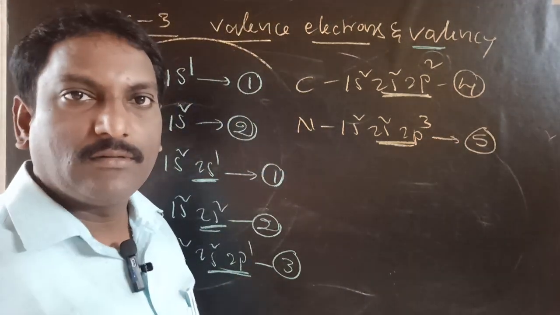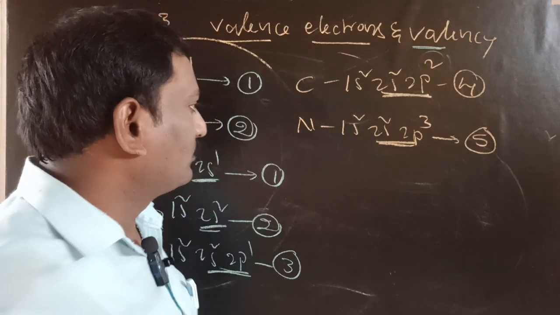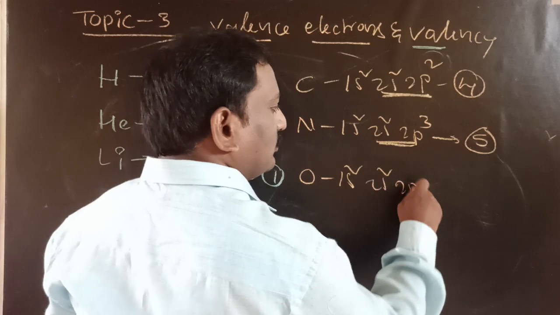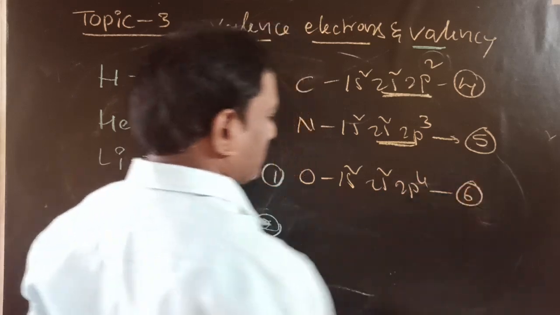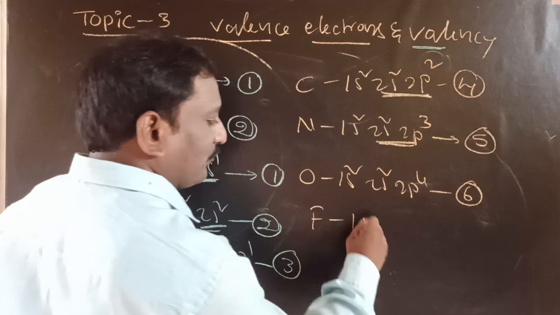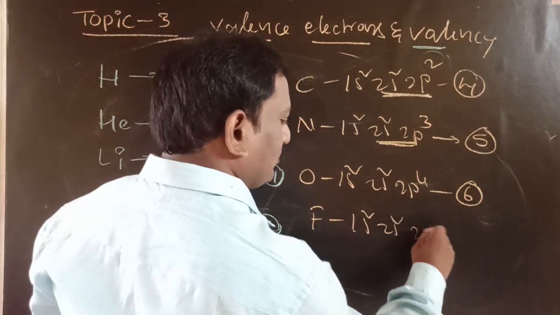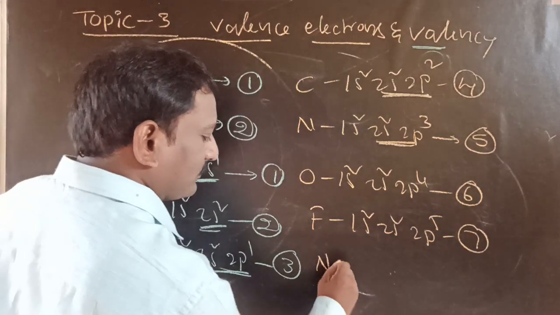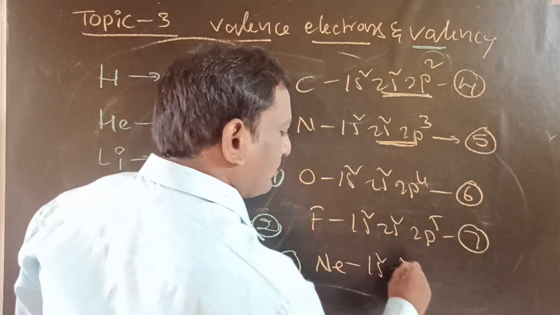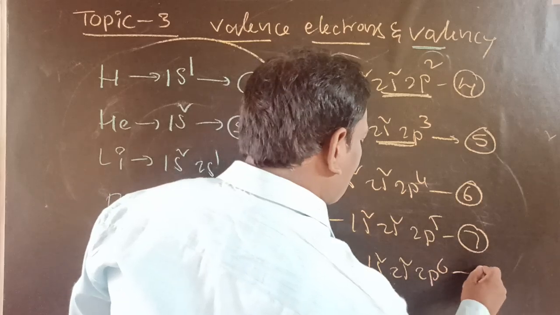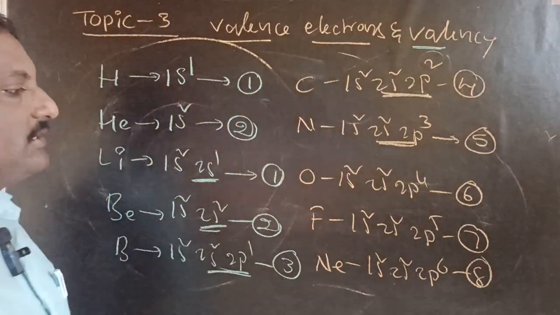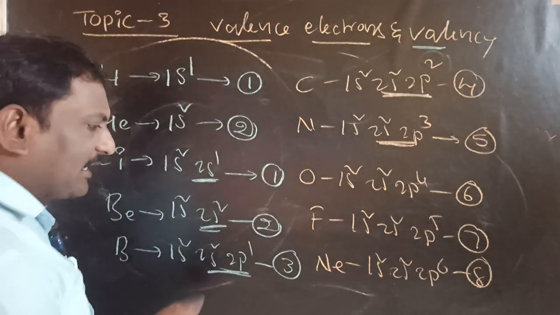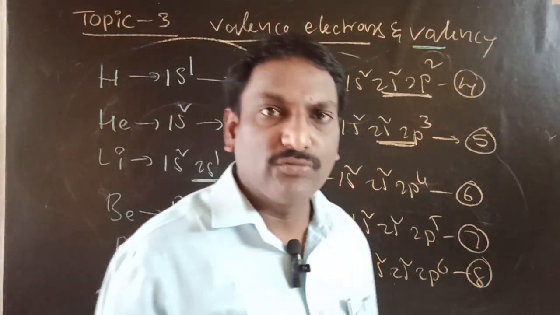Is it clear? Are you following? Right, good. Oxygen 1s2, 2s2, 2p4, valence electron 6. Fluorine 1s2, 2s2, 2p5, valence electron 7. Neon 1s2, 2s2, 2p6, valence electrons 8. So these are the valency electrons of 1 to 10 elements, and 11 to 20 try yourself.